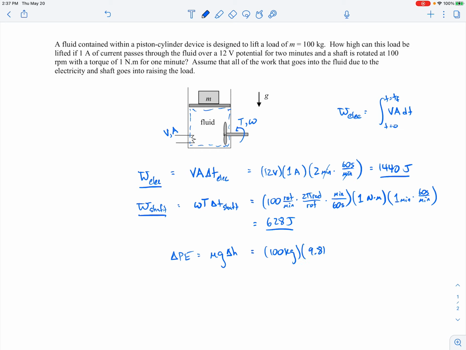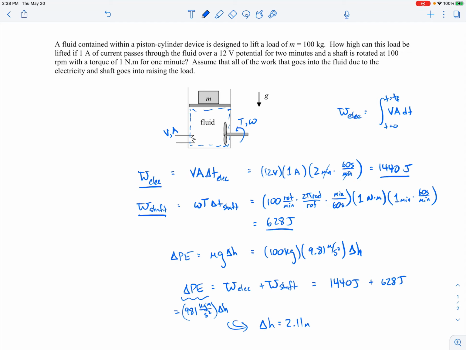Gravity is 9.81 meters per second squared. And we're trying to solve for delta H. So the change in potential energy is equal to the work done by the electricity plus the work done by the shaft. We can plug those numbers in, so this would be 1440 joules from the electricity, 628 joules due to the shaft. The change in potential energy is this 981 kilogram meter per second squared times delta H, and we can solve for delta H. And that delta H comes out to be 2.11 meters.